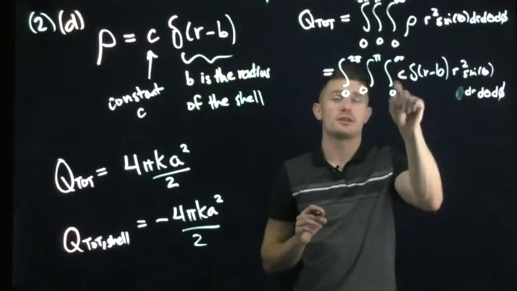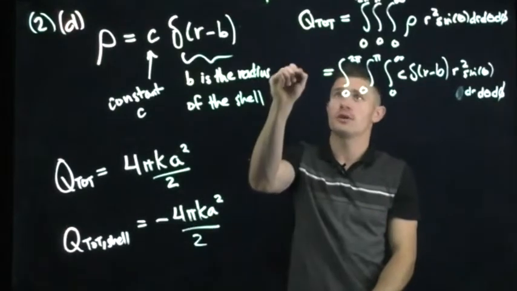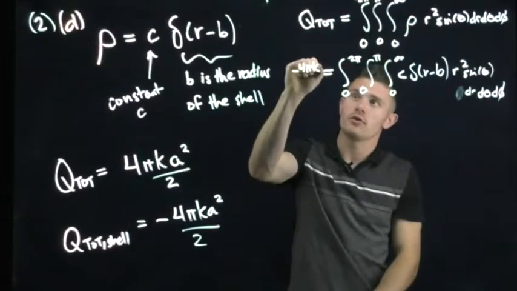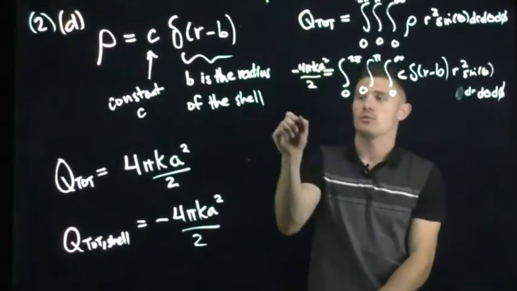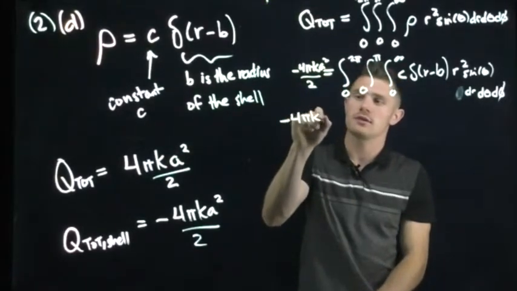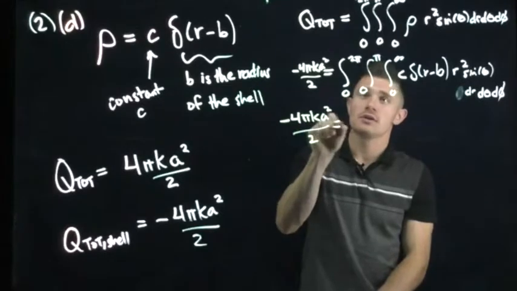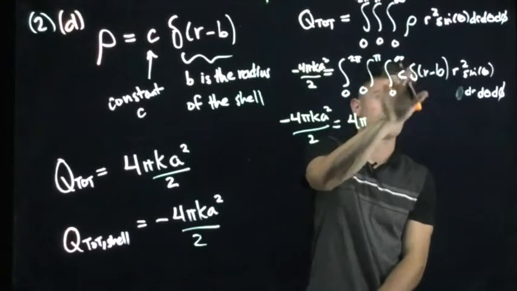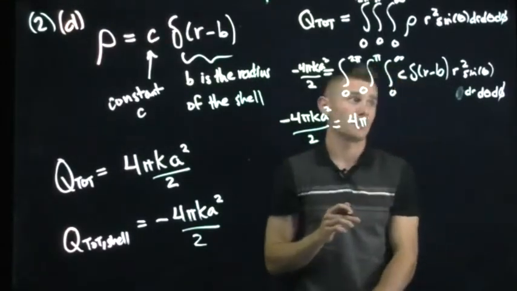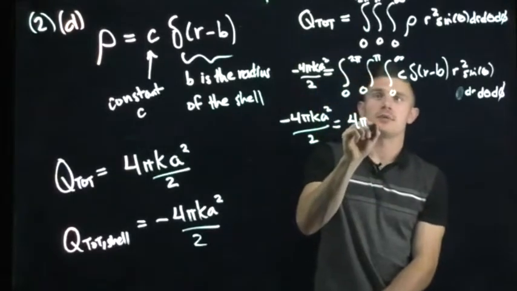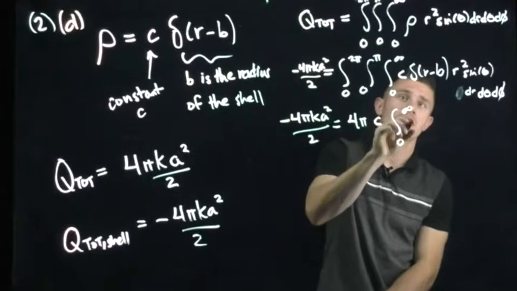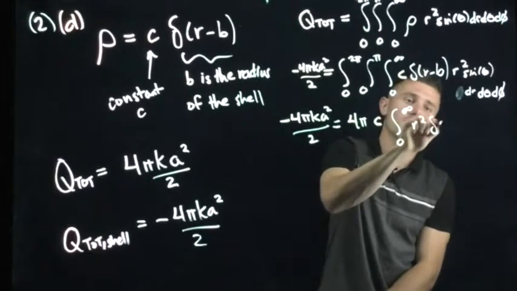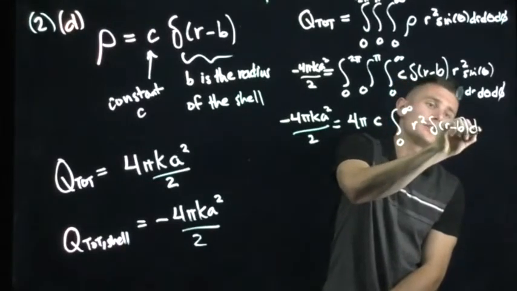Now this is the integral that we want to solve, and by doing this we can see that we'll actually end up with c on this side because we know that q total is negative 4 pi k a squared over 2. Solving this out, we have negative 4 pi k a squared over 2 is equal to 4 pi, because our charge distribution doesn't depend on theta or phi, and we end up with a c pulled out as well, 0 to infinity of r squared delta r minus b dr.